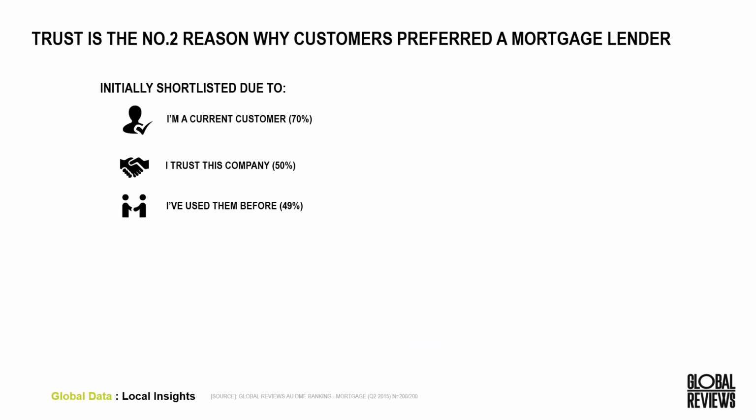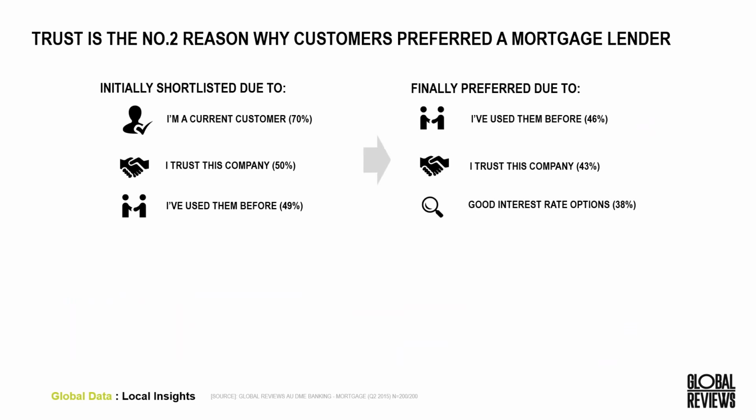Again, trust is the number 2 reason why customers preferred a mortgage lender. We can see here in terms of what motivated a customer to shortlist them as a mortgage lender: I'm a current customer at 70%, followed by I trust this company at 50%. This then carries through again as the second highest ranked preference with their final preference for who they will choose as a mortgage provider.